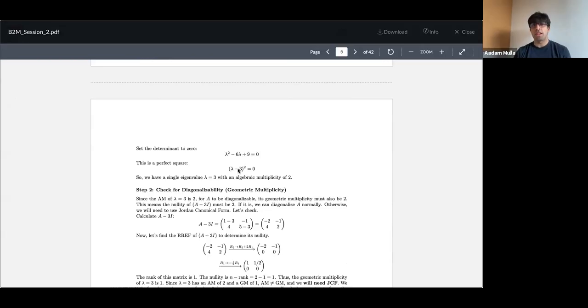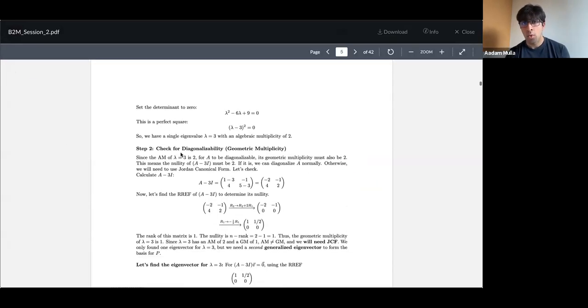So this is my first indicator that it's a little bit suspicious that lambda equals 3 has an algebraic multiplicity of 2. Right? That means that if we want to be able to diagonalize this as A equals PDP inverse, then the geometric multiplicity must also be 2. If it's not, then we have to do PJP inverse. So let's see which case we're in.